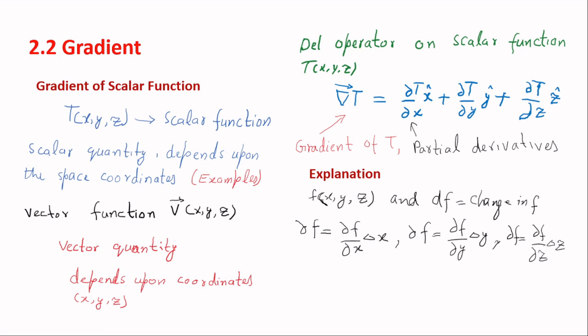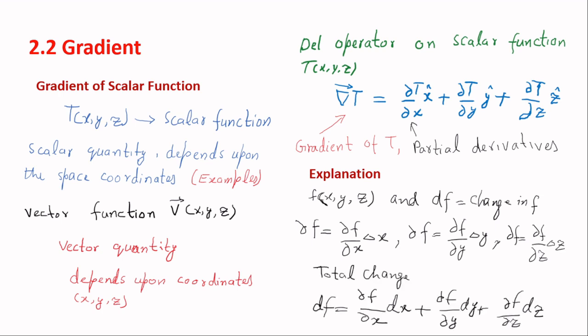Also, if you know the derivative of the function with respect to z and multiply it by del z, which is the change in z, you can get the change in f due to the change in z. So to calculate the total change due to the change of all these coordinates, you can add all these changes and get the differential change. df is equal to curly f over curly x dx plus curly f over curly y dy plus curly f over curly z into dz.